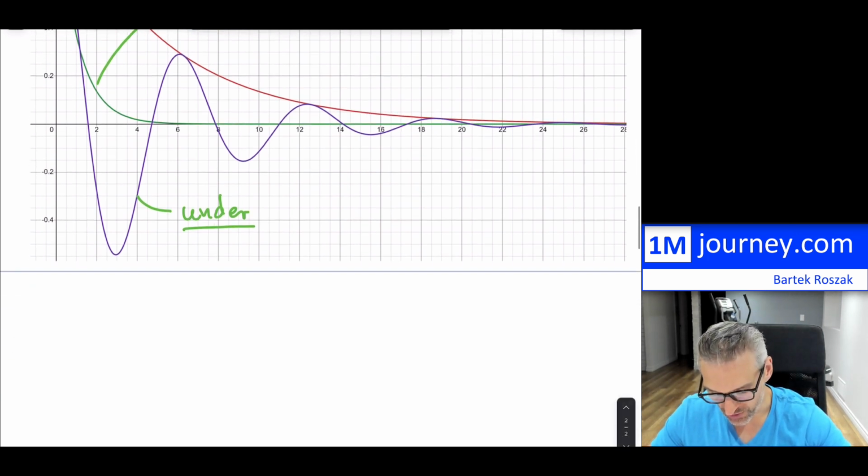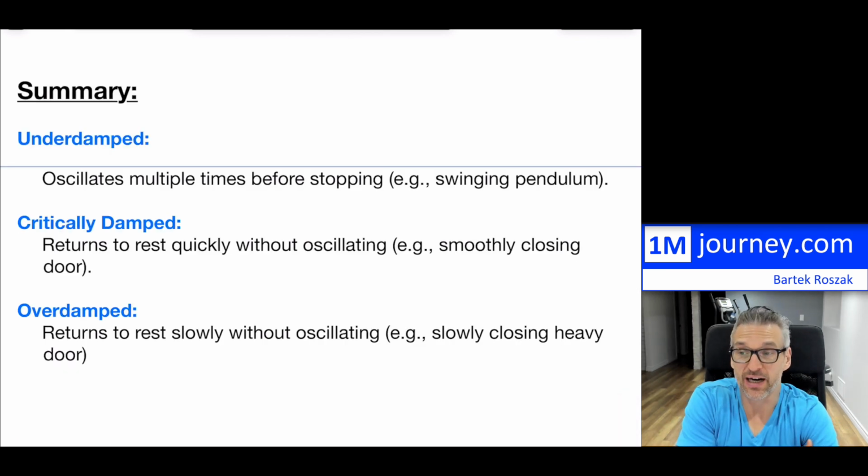Just to summarize: underdamped oscillates multiple times before stopping, like a swinging pendulum or a mass on a spring. Critically damped returns to rest very quickly without oscillating at all. Overdamped returns to rest slowly without oscillating. So those are the 3 that you have.